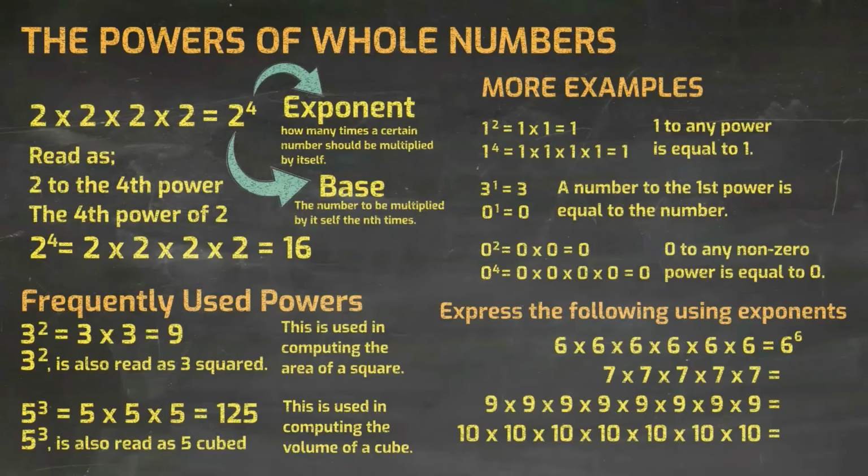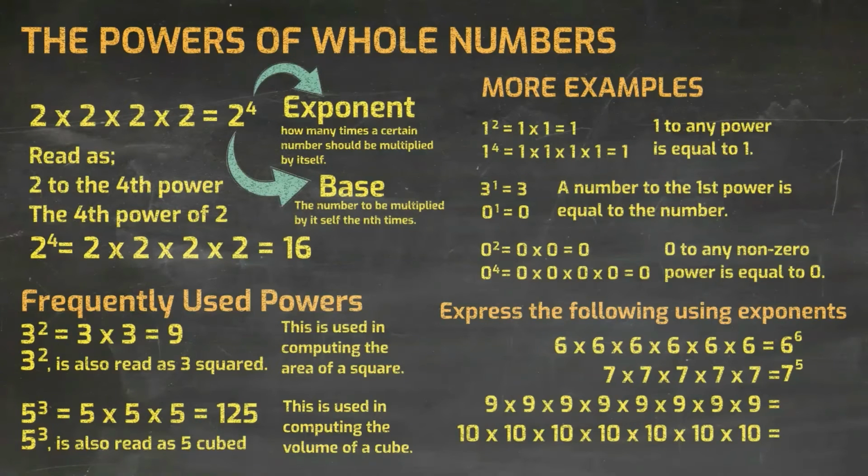Next. 7 times 7 times 7 times 7 times 7. How many factors or how many times 7 is being multiplied by itself? The answer is 5 times. The expression using exponents is therefore 7 to the 5th power.